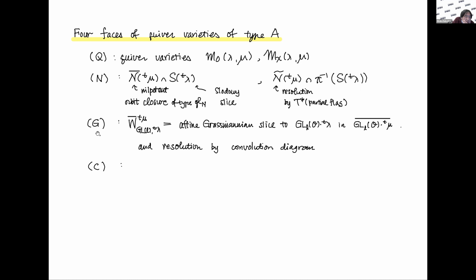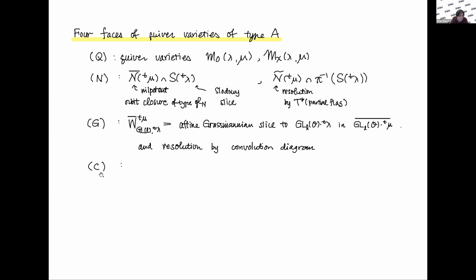I also consider the space which I denote by large capital G. This is the affine Grassmannian slice to the orbit through transpose lambda. Again, transpose lambda is a partition, but consider it as a weight of GL_L. Then I take the slice to this smaller orbit in the closure of this larger orbit of transpose mu. The resolution is given by considering the so-called convolution diagram for the affine Grassmannian.